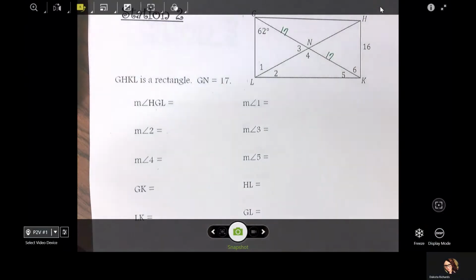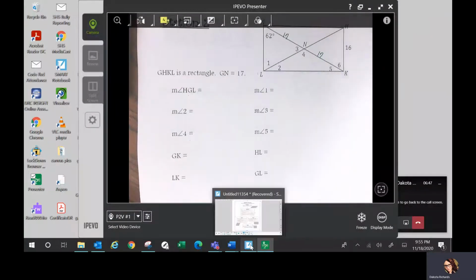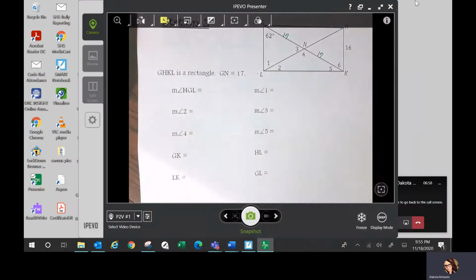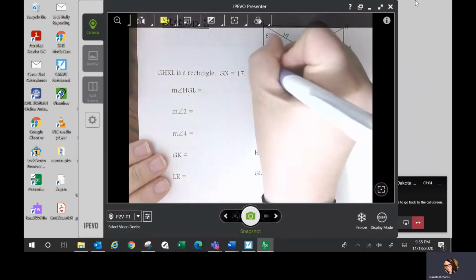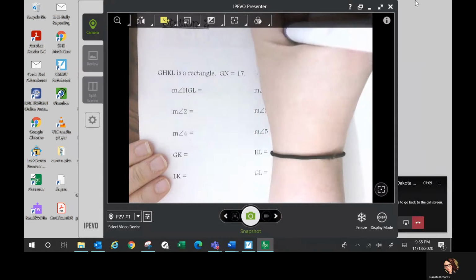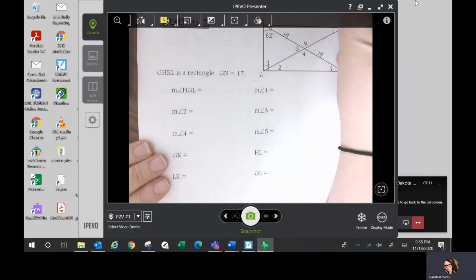All right. And what is special about a rectangle? So if you go back to our sheet for a rectangle, it's got 4 right angles, diagonals are congruent, 4 isosceles triangles. So it's got 4 right angles. I'm going to make those here. All of those are right angles.